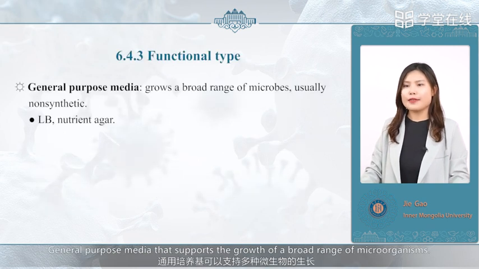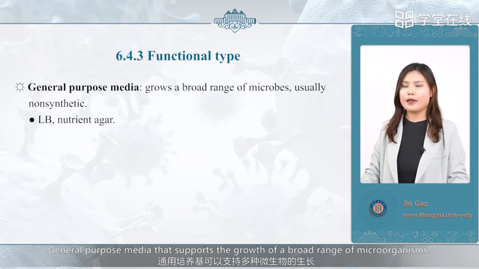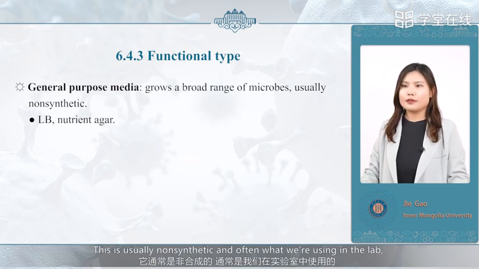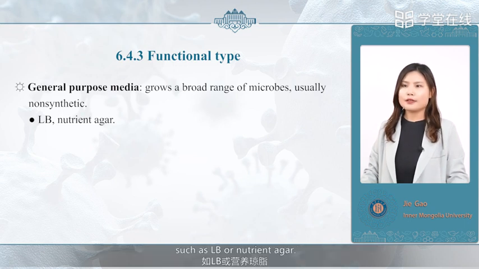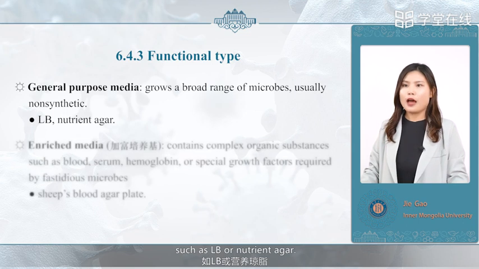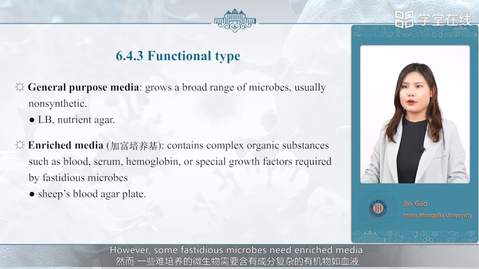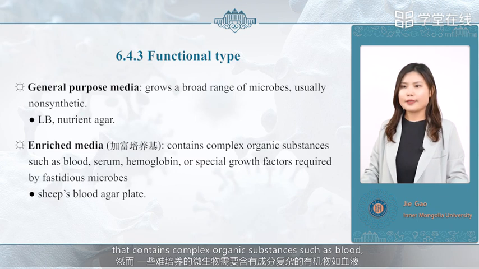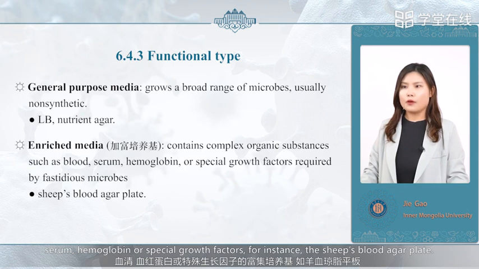General-purpose media support the growth of a broad range of microorganisms. This is usually non-synthetic and often what we are using in the lab, such as LB or nutrient agar. However, some fastidious microbes need enriched media that contain complex organic substances such as blood, serum, hemoglobin, or special growth factors. For instance, the sheep's blood agar plate.